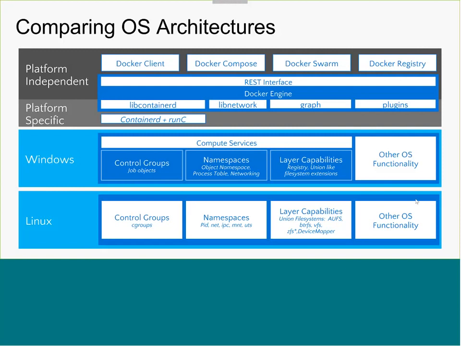And then the Docker engine runs on top, either Windows or Linux, but it's the same code base. It's just manipulating different operating system primitives, and it exposes the same REST interface on either Windows or Linux that can then be consumed by the Docker CLI, Docker Compose, all the tools that you know and love from running Docker on Linux.